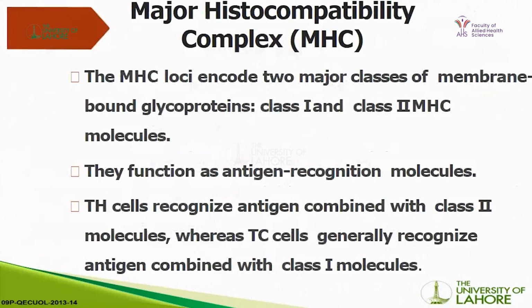The next part of our presentation is the major histocompatibility complex. Basically there are two classes of MHC, class 1 and class 2. These are encoded by genes present on chromosome number 6. The major function of the MHC is to recognize antigens. T helper cells recognize the antigens combined with the class 2 molecules, whereas TC cells generally recognize the antigen which combines with the MHC class 1 molecules.